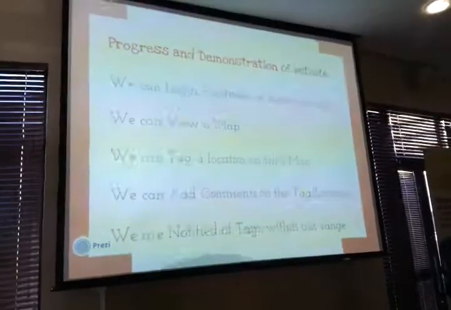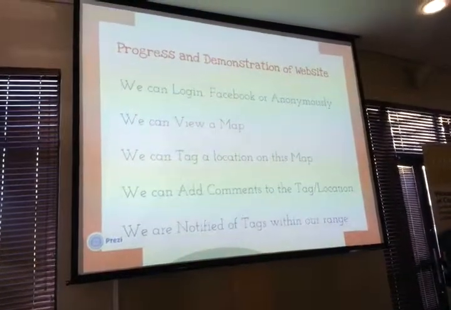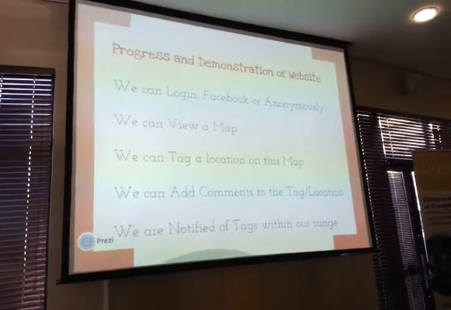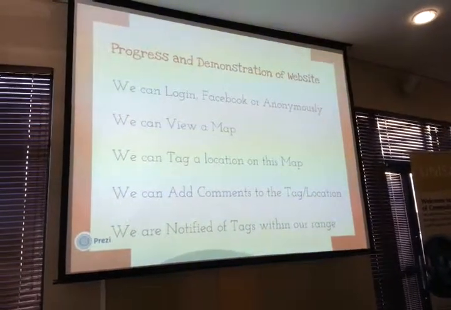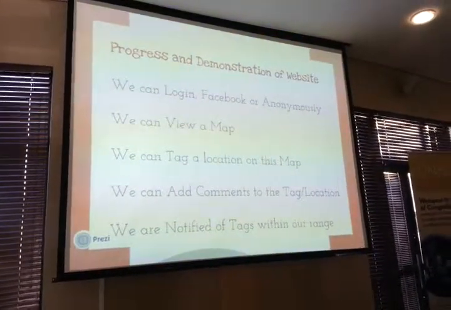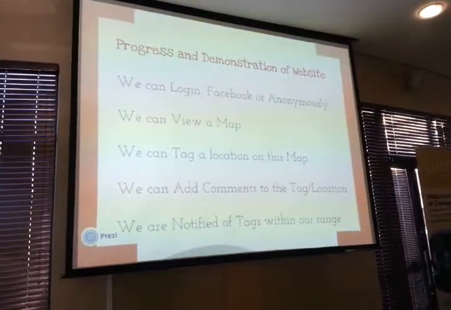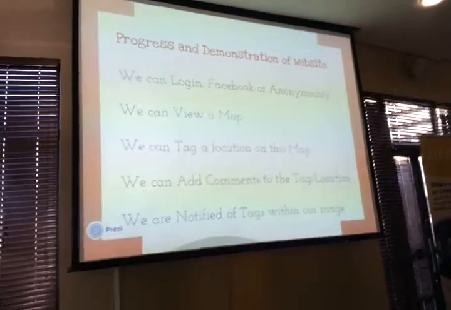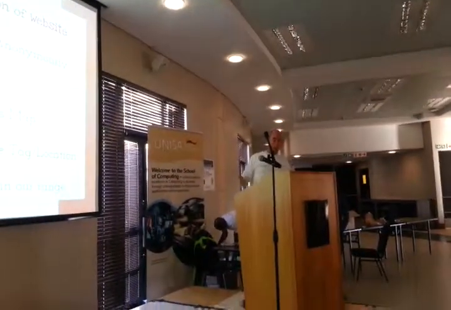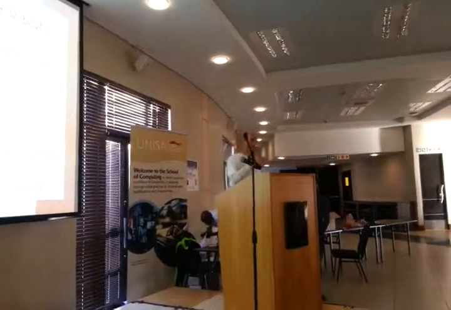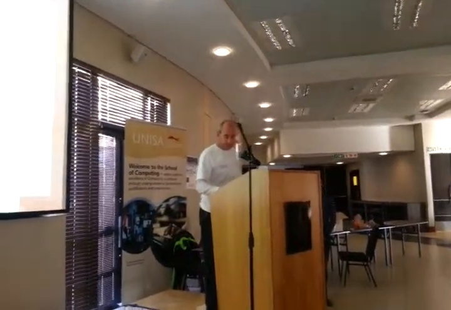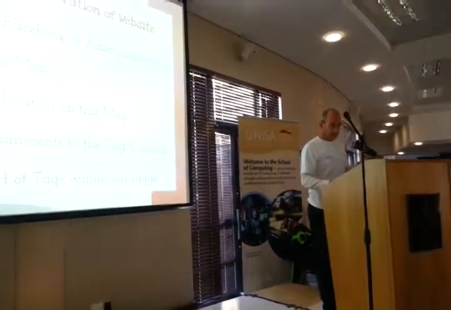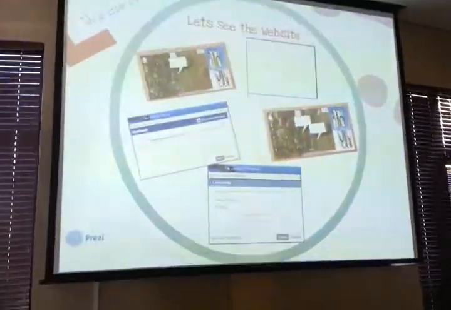So I want to take you through what we actually achieved, right? So we've got a website, and I'll show you now some of the website. But basically what we achieved, you can log in via Facebook, or you can log in anonymously. If you just want to browse information, you don't need to log in, you can just see the information. You can view a map relative to where you are, and see all the tags and things that are of interest there. You can add a comment, and also if you're then close to something of interest, you will be notified of that. So maybe to make it a bit more real, let me actually show you some of this information.